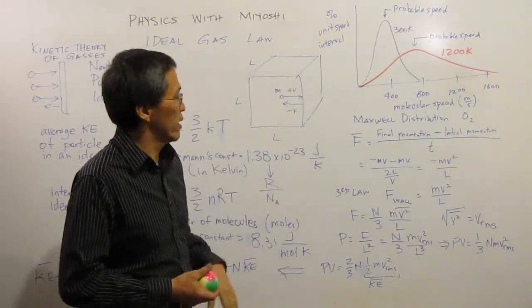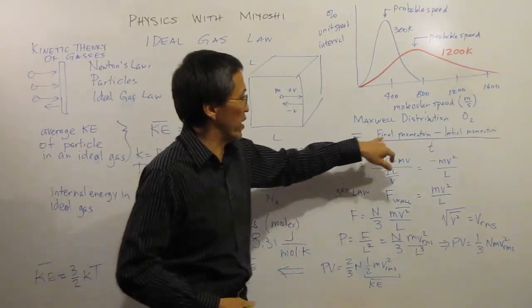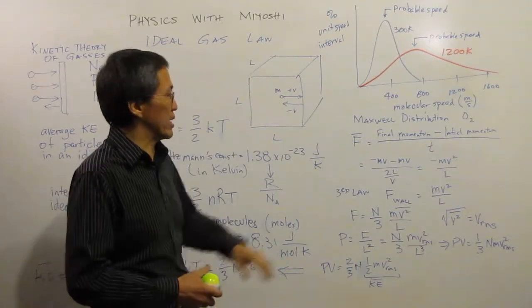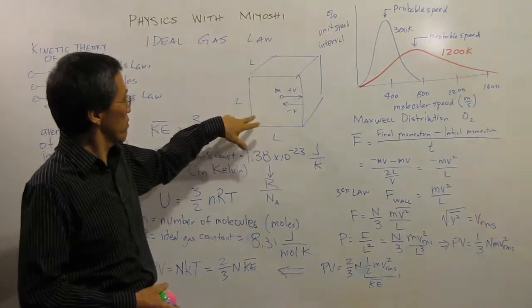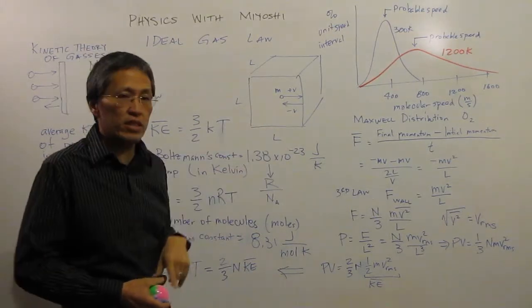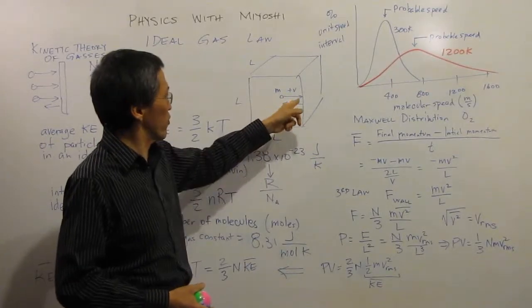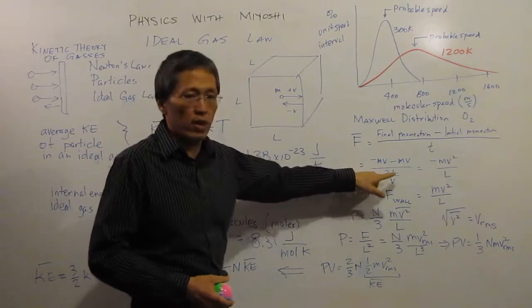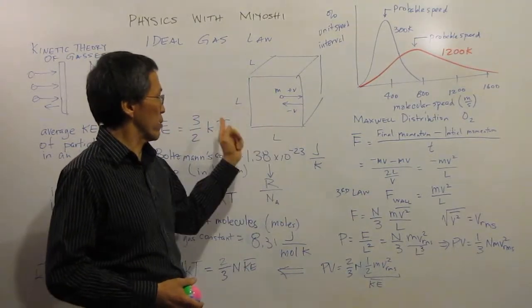So we find that the average force is going to be the final momentum minus the initial momentum divided by the time, and that's just through the impulse-momentum theorem. We also know, by knowing the length of this box and the speed that the molecule is going, that the time it's going to take to go from wall to wall and back is in fact 2L divided by v. We can figure that out just by looking at the distance going back and forth.